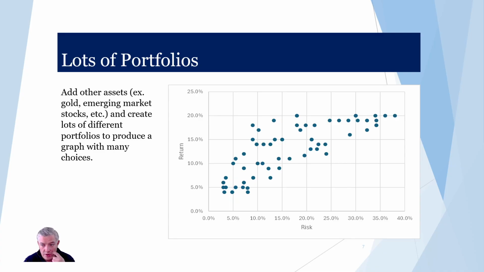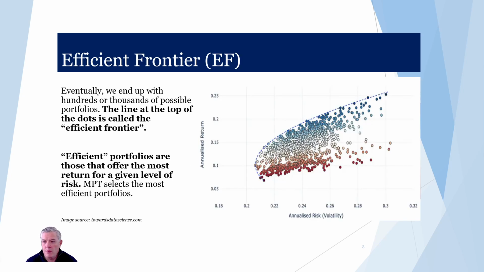But you can wind up with a whole lot of portfolios that you can plot, and you'll wind up with a bunch of dots on the same two-dimensional graph, which you see here. Eventually, you can create thousands or tens of thousands of portfolios, and you wind up with a very busy scatter plot like the one that you see here.